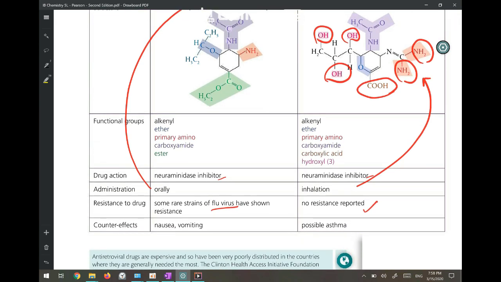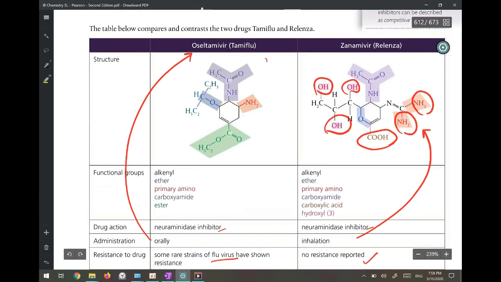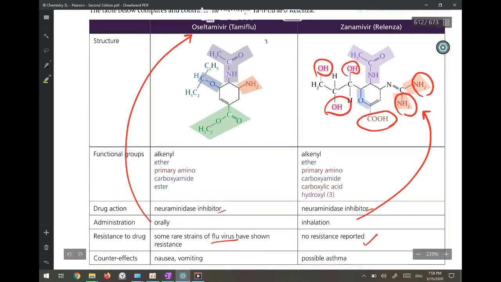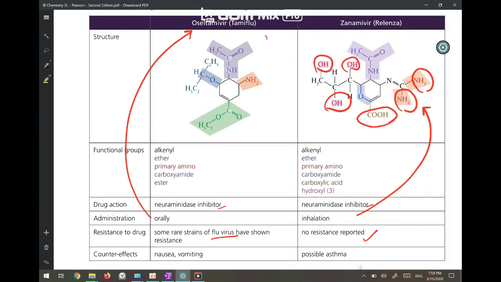But they have some side effects as well. For example, the oseltamivir can cause nausea and vomiting, and this zanamivir can cause asthma.